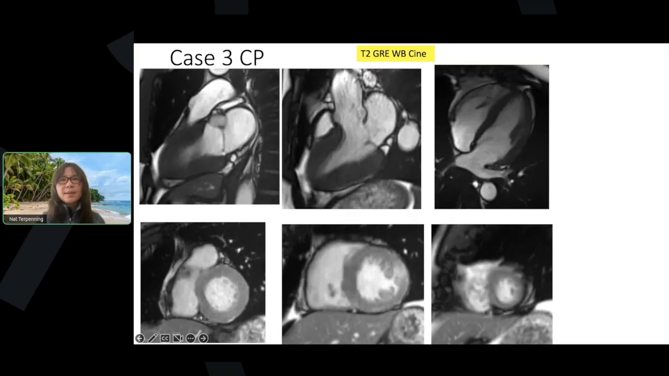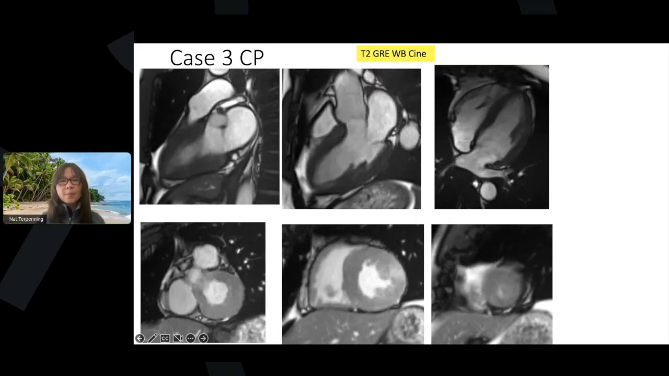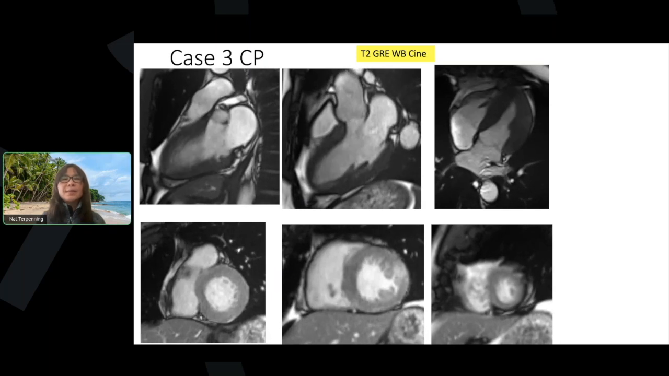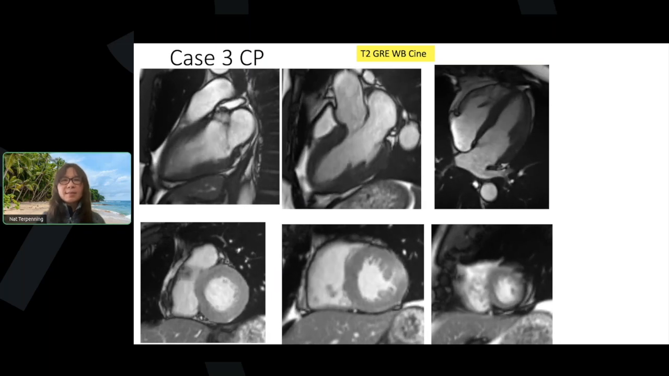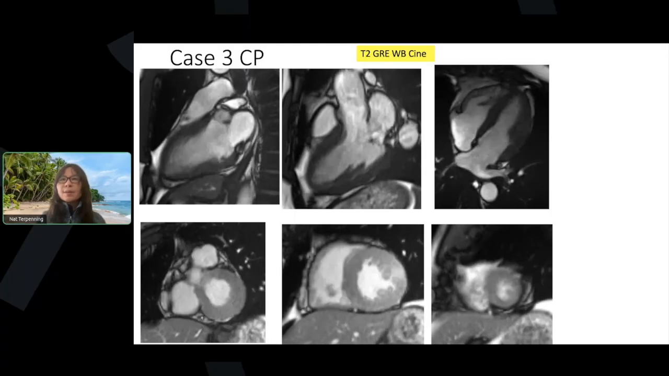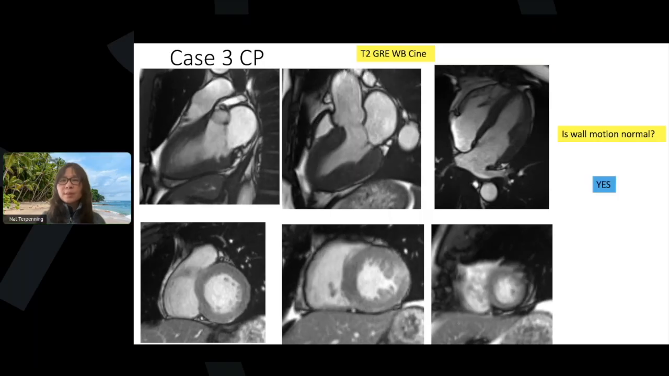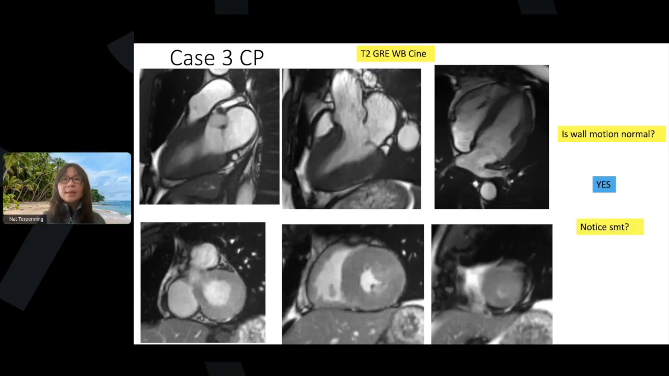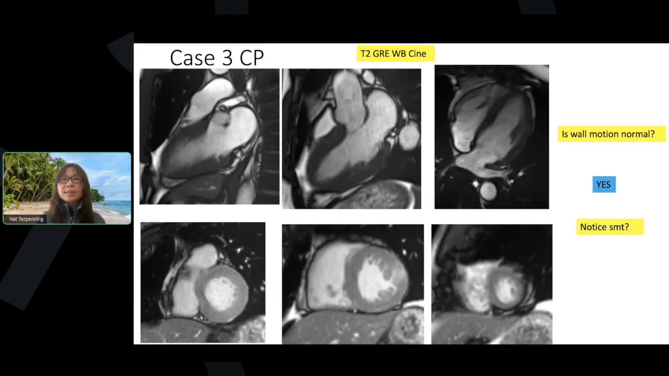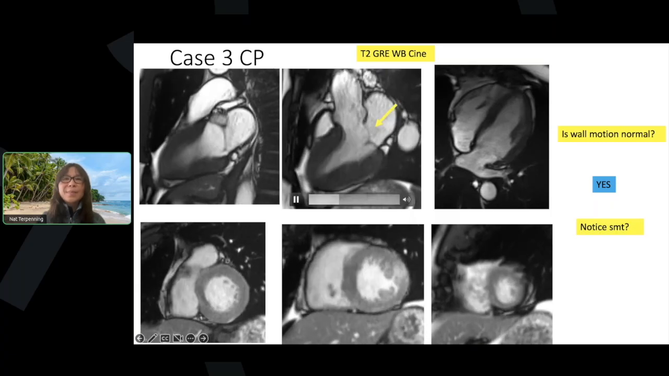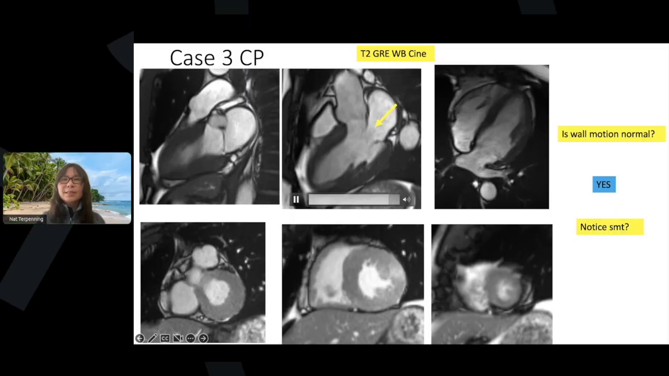Okay. The question is, it looks normal, right? But the patient has had chest pain and actually has a high troponin. Is the wall normal? I think it's normal. The function looks so good here. He's a young person. And do you notice something here? Very, very minor thing. Look at that. See that? See my mitral valve regurgitation a little bit here?